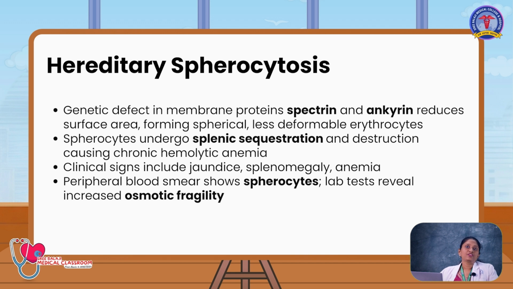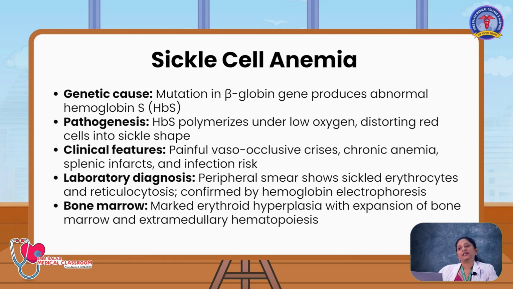In addition, the peripheral blood shows reticulocytosis. We can also see a number of spherocytes as well as microspherocytes in the peripheral blood. This can be confirmed with the osmotic fragility test, which shows increased osmotic fragility. Sickle cell anemia is another genetic disorder where there is sickling, hemolytic damage and multi-organ complications. The genetic cause is that the beta globin gene produces hemoglobin S instead of hemoglobin A.